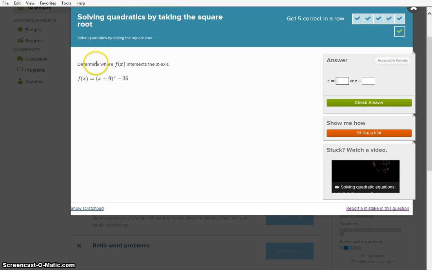So for this one, determine where f of x intersects the x-axis. This is awesome because it is what we were just talking about. So I'm going to show you the hints. The function intersects the x-axis where f of x, which is equivalent to y, is equal to 0. So we're going to solve for this equation, x plus 9 squared minus 36 equals 0.